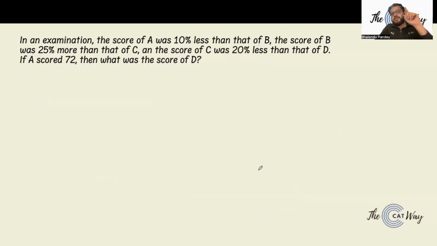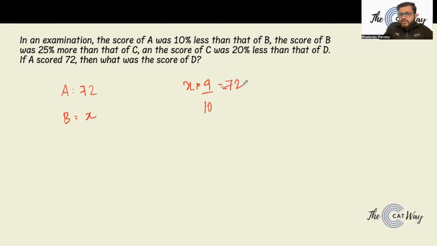In an examination, the score of A was 10% less than that of B. The score of B was 25% more than that of C. And the score of C was 20% less than that of D. If A scored 72, what is the score of D? So A has 72 and B has X. Now the relationship between the two is that A scored 10% less than B, right? So whatever is B's score, if you remove 10%, that is, if you multiply it by 9 by 10, you will arrive at A's value, and that is equal to 72. So X equals 80.